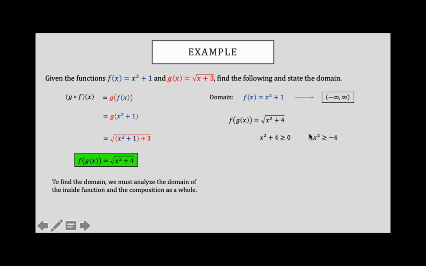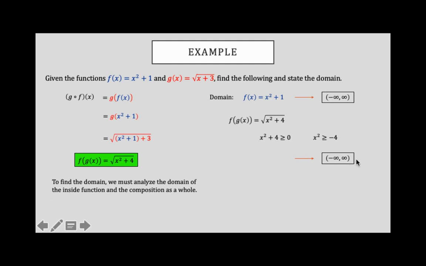This statement is actually always going to be true, right? If I take a number and I square it and I add 4, that's always going to be something that's greater than or equal to 0. Because the statement is always true, there are going to be no restrictions on the domain. Our domain for our composite function as a whole is going to be negative infinity to positive infinity.